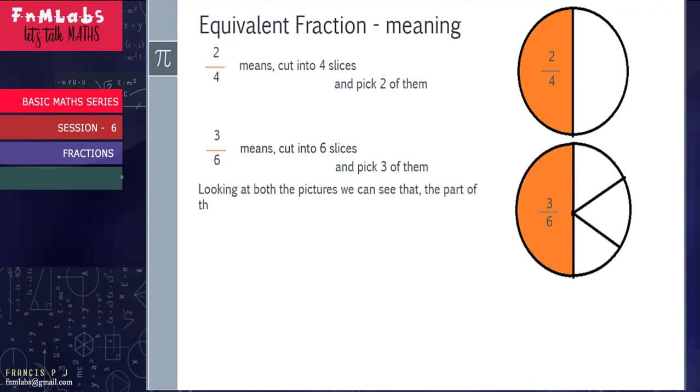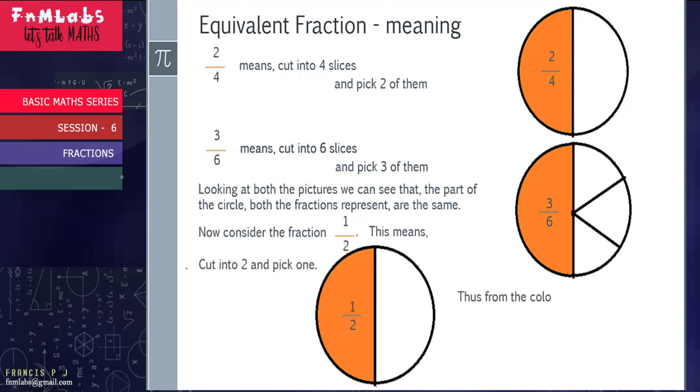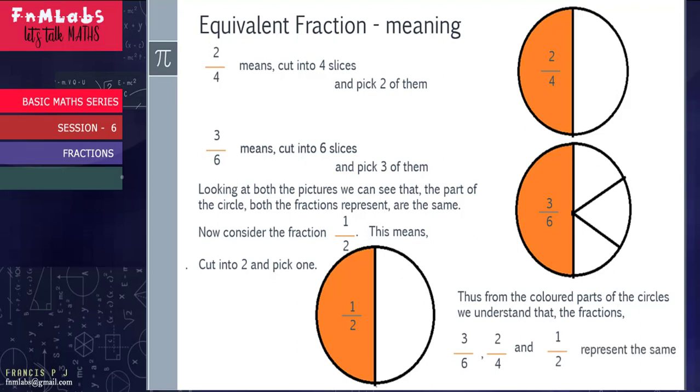Looking at both the pictures, we can see that the part of the circle both the fractions represent is the same. Now consider the fraction 1 by 2. This means cut into 2 and pick 1. Thus, from the colored parts of the circles, we understand that the fractions 3 by 6, 2 by 4, and 1 by 2 represent the same. Hence, they are equivalent. Or 1 by 2 is the simplest fraction form of 3 by 6 and 2 by 4.